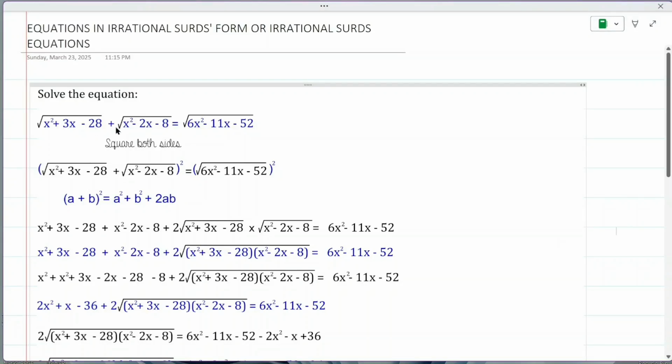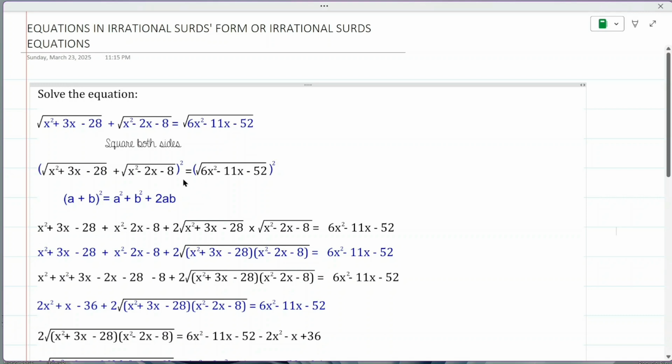Most students will approach this question using the second method, but this method is quite cumbersome and you need to be very careful using it. Let's say we have our question, square root of x squared plus 3x minus 28 plus square root of x squared minus 2x minus 8 equals square root of 6x squared minus 11x minus 52.